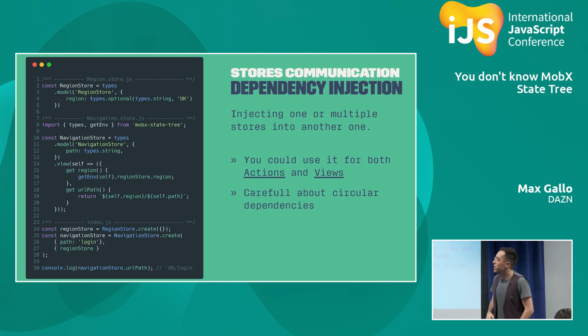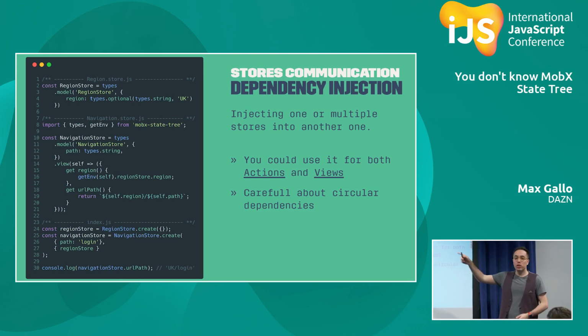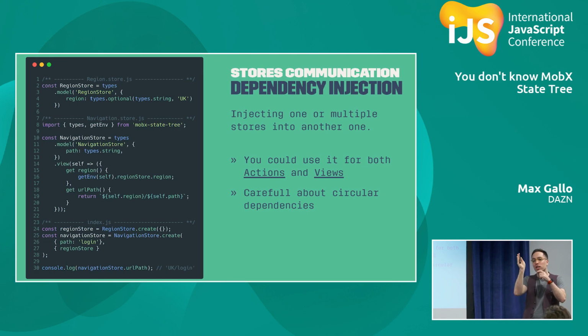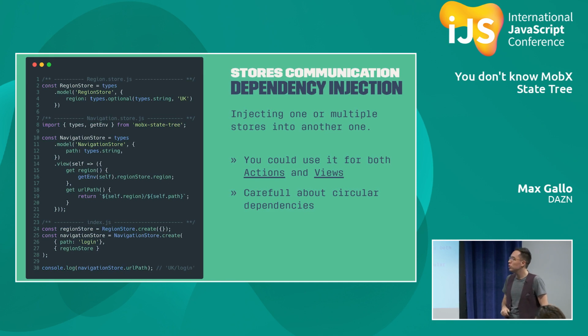The region store contains a type string, which is UK. The type being optional means that you can set up a default, which is UK. And it's very small, just the region. And then we have a navigation store that instead contains one property, which is path, and 2 views, one that is region and one that is URL path. My final goal is to have a URL that looks like region/path, because my business decided that that was the right thing to do. So how can I achieve that?